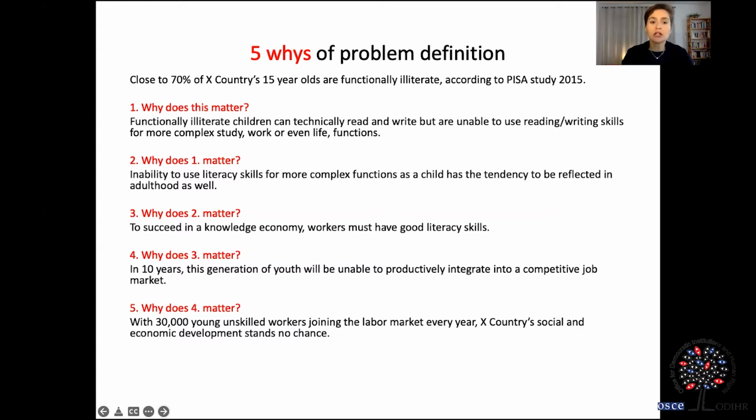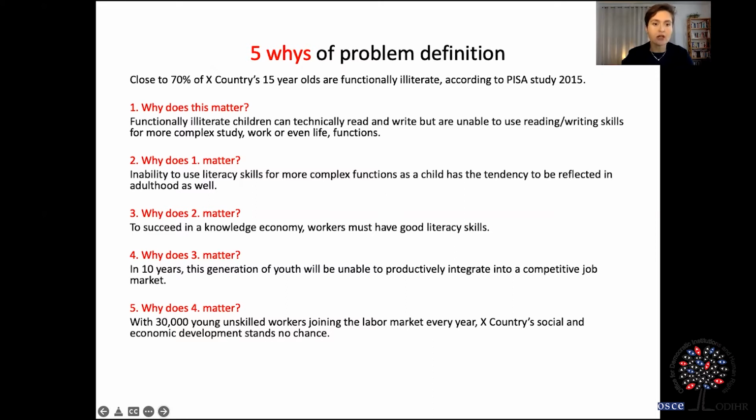So when you get a country that has participated and close to 70% of their young people are functionally illiterate, it's shocking, but it's not very clear what that specifically means. So we asked the first time, why does this matter? And the answer would be because functionally illiterate children can technically read and write, but are unable to use reading and writing skills for more complex study, work, or even life functions.